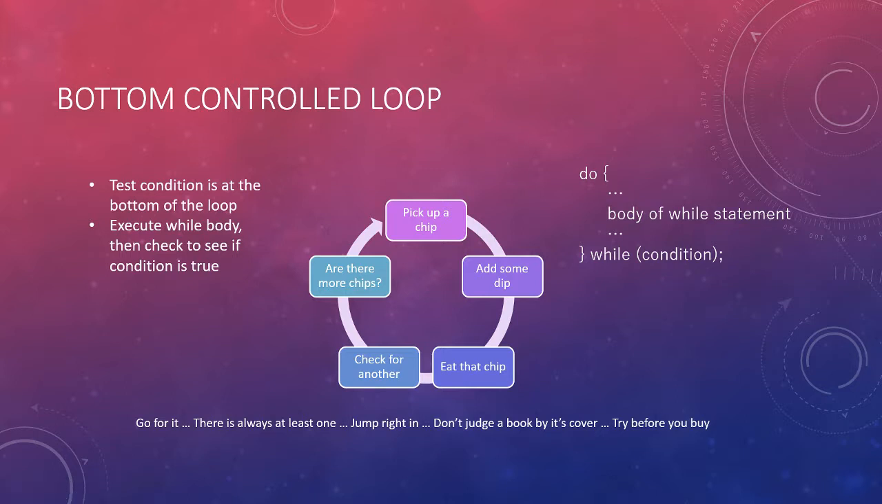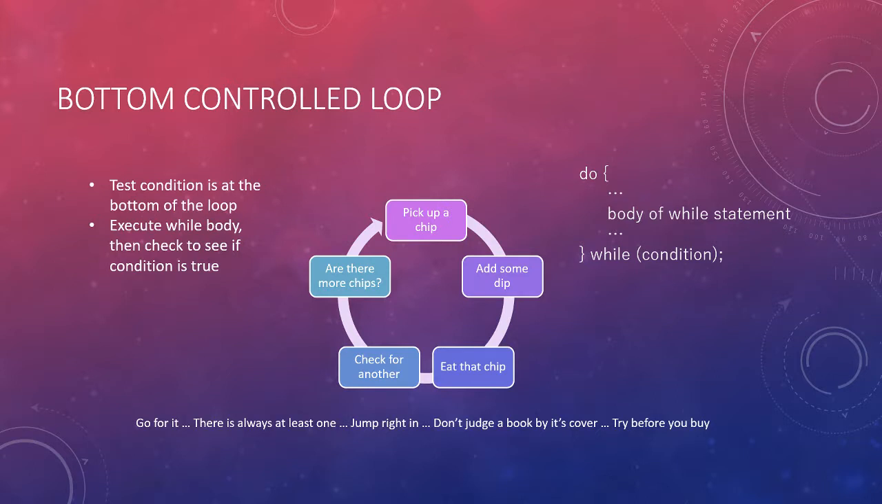The opposite of a top controlled loop is a bottom controlled loop. Surprise, huh? This is where we test the condition at the bottom of the loop. So we're going to execute the body of the loop, the while body, then at the end, check to see if the condition is true. With C# we implement this with a do while structure.